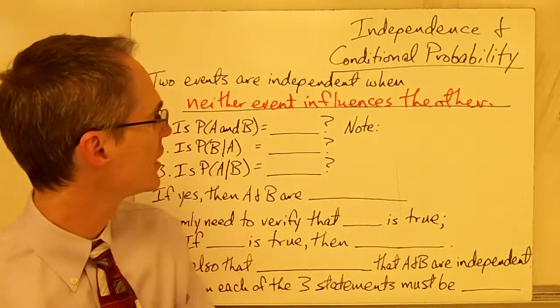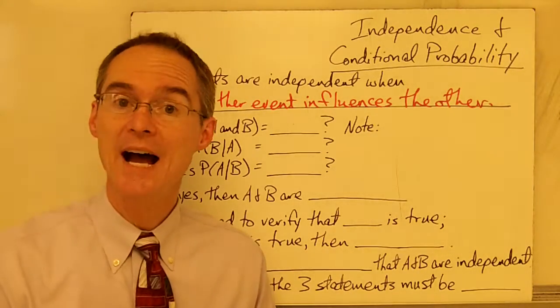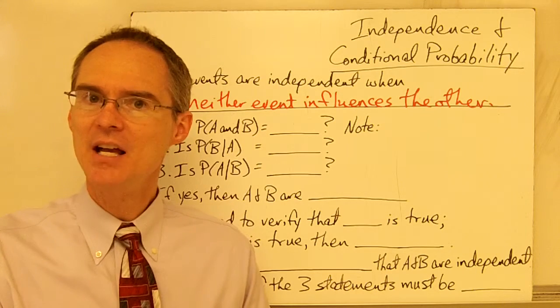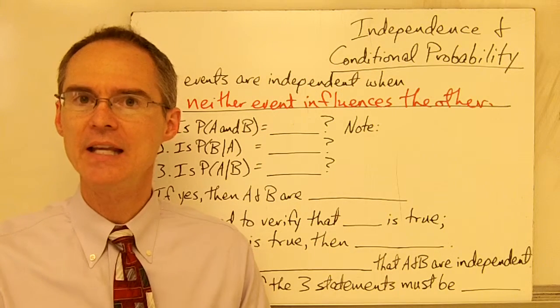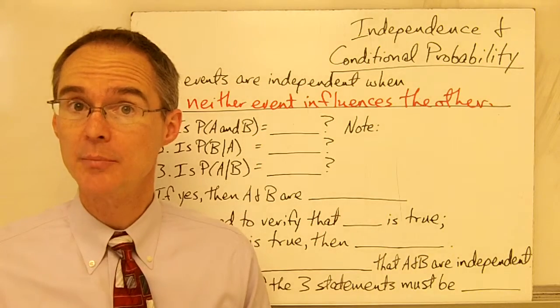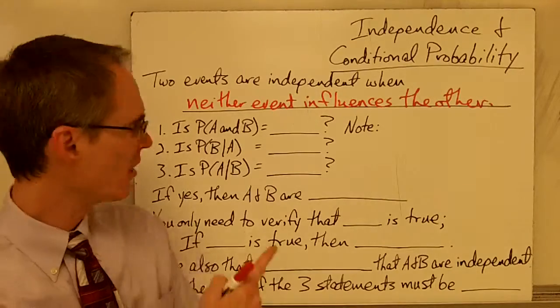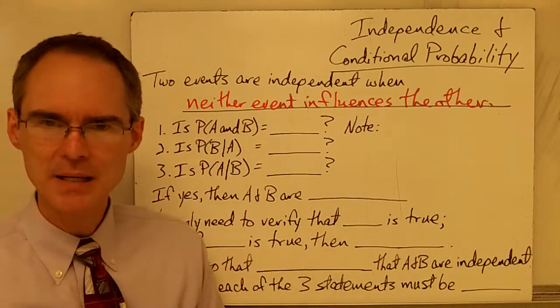For example, if we know that one of the events is rolling a die and the other event is drawing a card from a deck of cards, it's easy to tell that those two events don't have any influence on the other, therefore they're independent events. Well, what if we don't actually know what the events are? We just refer to the events as A and B.